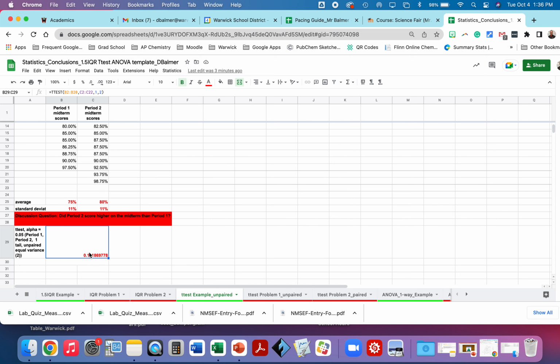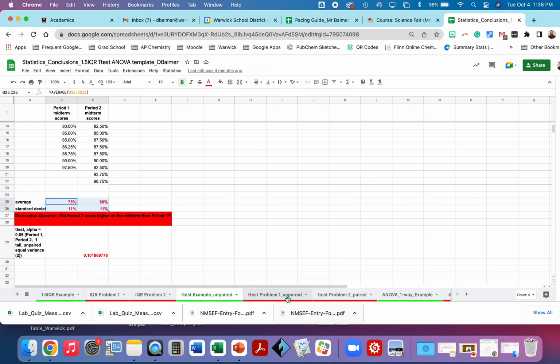So again, it's this probability or p-value that says if we're allowed to get rid of the null hypothesis. And because this is a 10% error or mistake, and I'm only willing to live with a 5% error, I have to keep my null hypothesis. I have to say these two groups are the same.